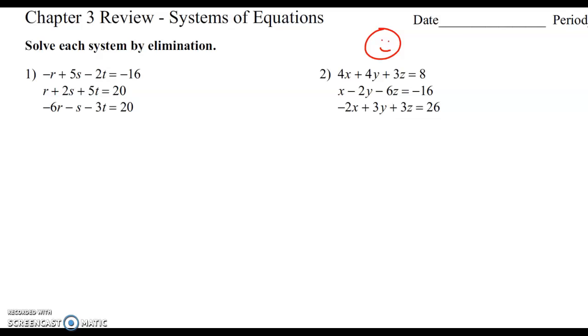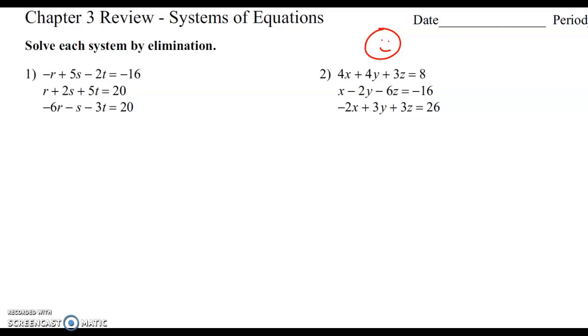Hey there, this is the Chapter 3 Systems of Equations review, 3 equations with 3 variables. I'm going to do the problem one way. It might be different than the way we did the problem on the key. Remember, there's so many different ways that you could do each one of these problems. So we're starting with elimination.